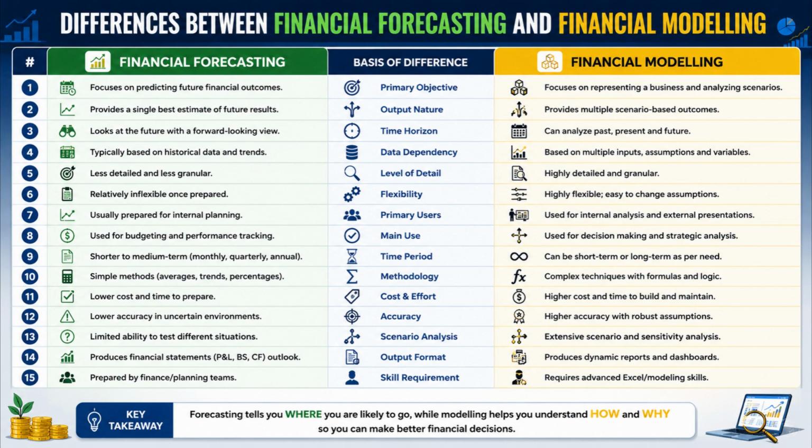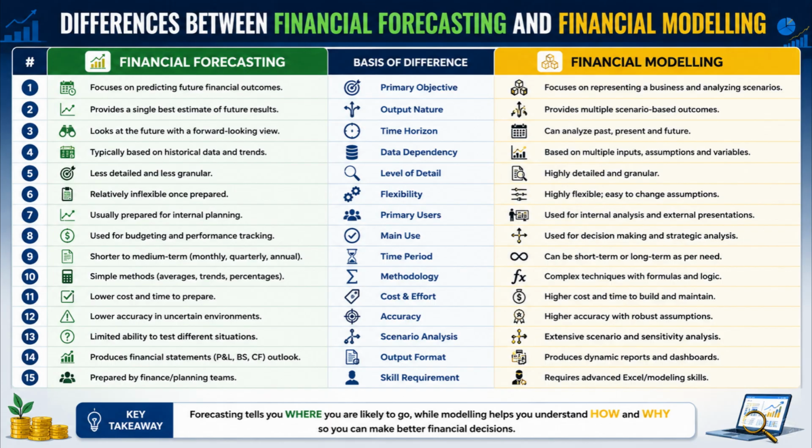In this video, we will discuss the differences between financial forecasting and financial modeling. Financial forecasting and financial modeling are two important financial planning tools used by businesses, investors, and financial analysts. Financial forecasting focuses on predicting future financial performance based on historical data and trends, whereas financial modeling creates a detailed mathematical representation of a business to analyze various scenarios and support decision-making. Let us explore the major differences between these two concepts.